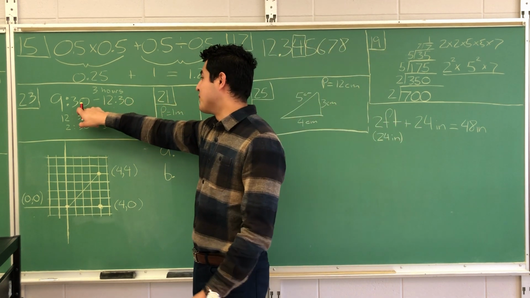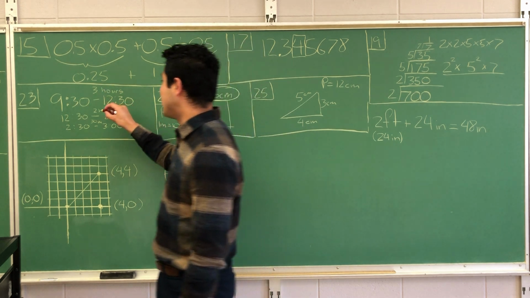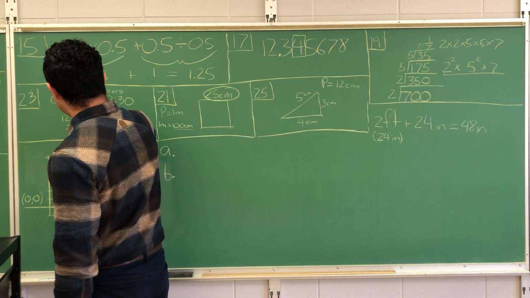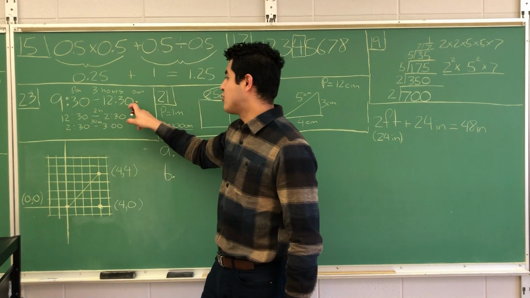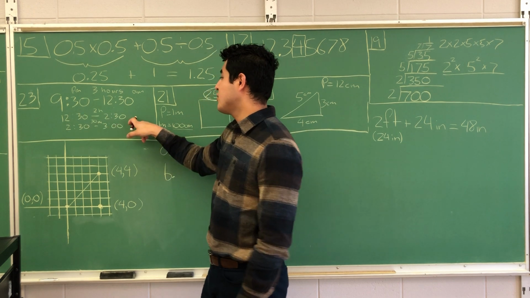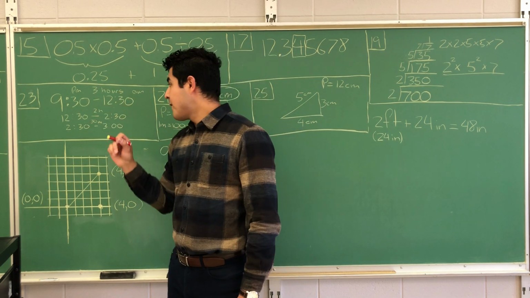We've got 9:30, from 9:30 to 12:30, there's 3 hours. So that's 9:30 p.m., I probably should have written that down, and this is 12:30 a.m., 12:30 in the morning. So that's 3 hours. From 12:30 to 2:30, there's 2 hours. So that gives us our 5 hours.